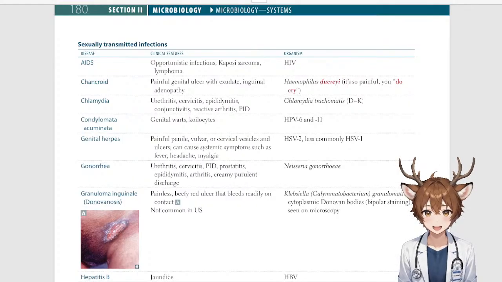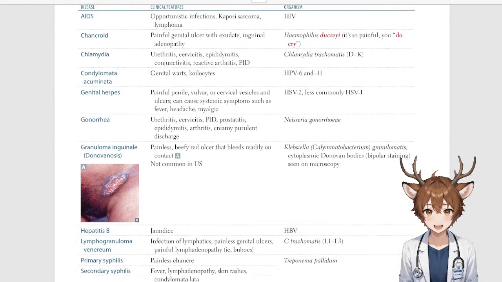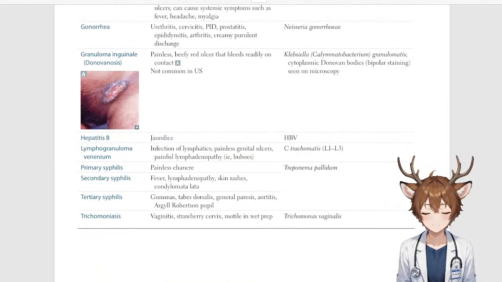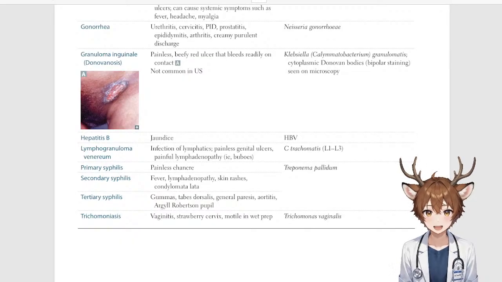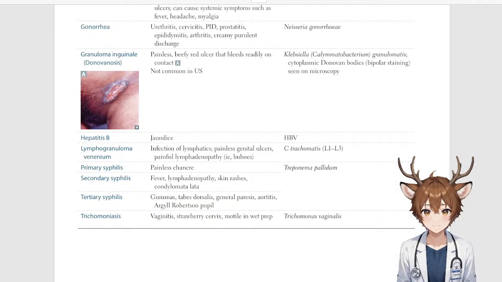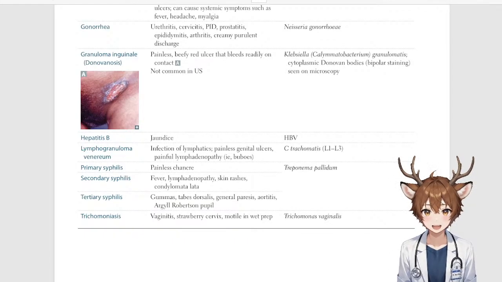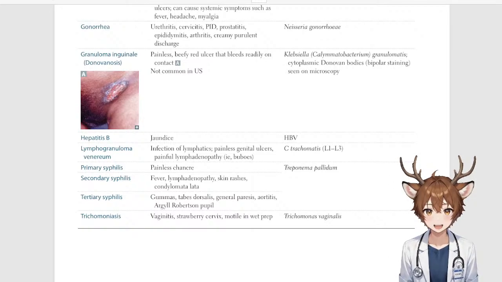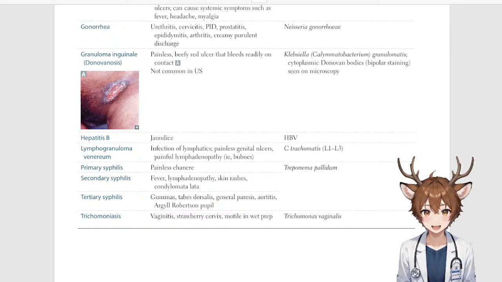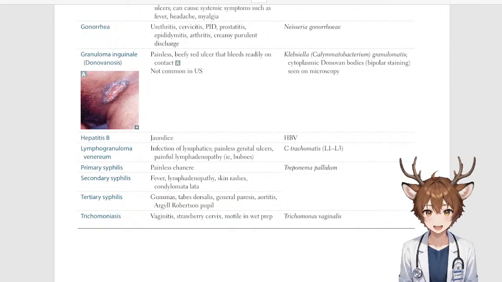What about Hep B? Hepatitis B causes jaundice, and it's caused by hepatitis B virus, HBV. Lymphogranuloma venereum, infection of the lymphatics, painless genital ulcers, painful lymphadenopathy, i.e. buboes, caused by Chlamydia trachomatis L1 through L3. Remember, L1 and L3 affect the lymph nodes that are inguinal.